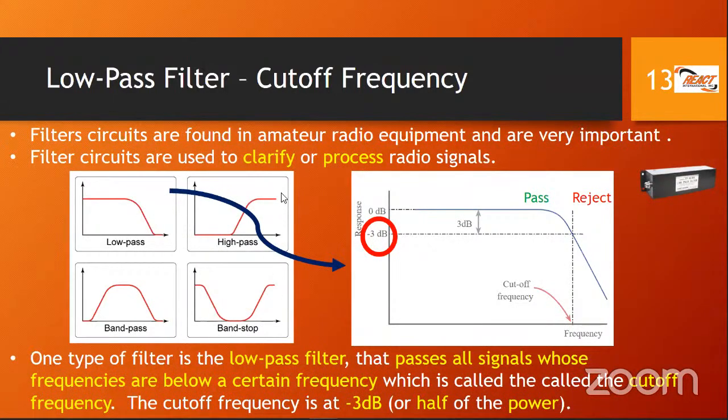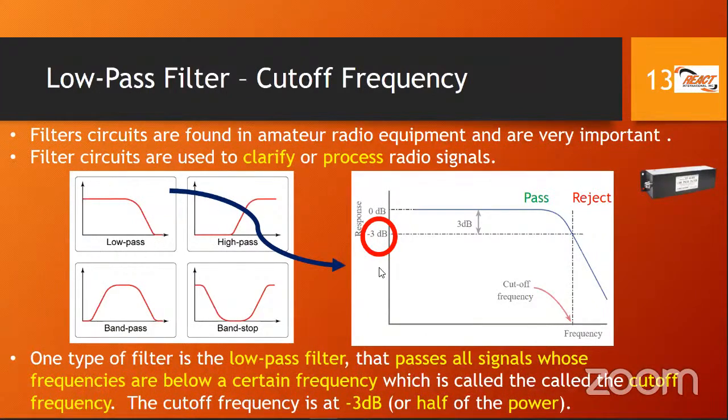So on the left-hand side here, you will see 4 different types of filter circuits. You have the low-pass filter, the high-pass, the band-pass, and the band-stop. These diagrams are not the actual circuits themselves, they are just graphs showing what happens with each type of filter circuit. On the right-hand side here we have expanded the low-pass filter. So that's what that means. We have the 4 types up on the screen, but we are right now dealing with the low-pass filter.